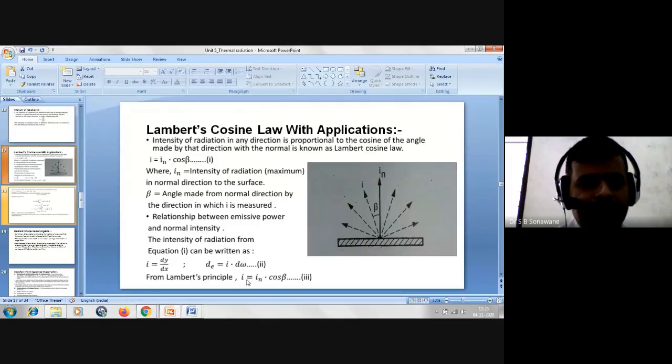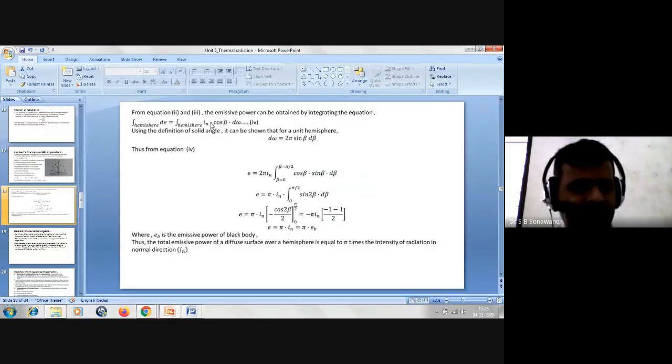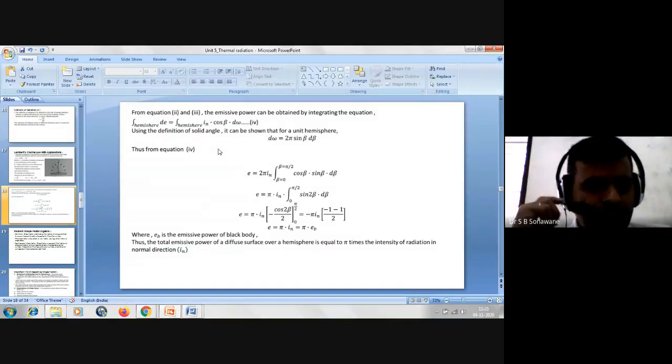And so I have substituted I with In cos beta here, and simply integrated because I am interested in the emissive power, and I have the differentiation here. So in order to get the E, I have integrated this. That's all.